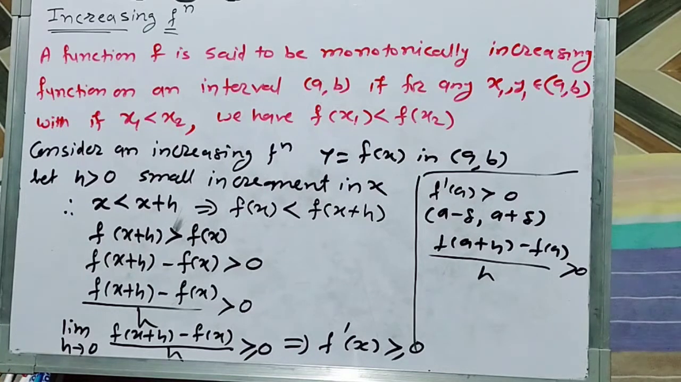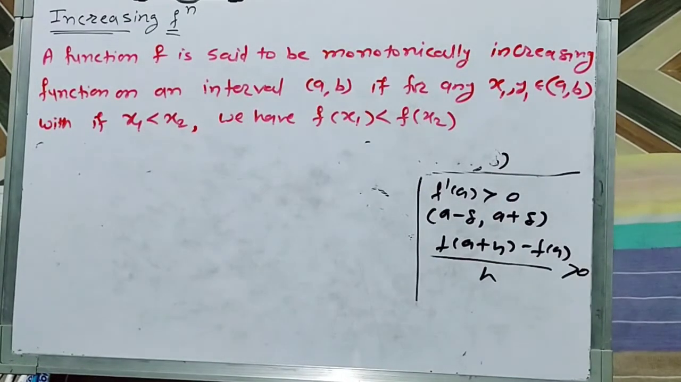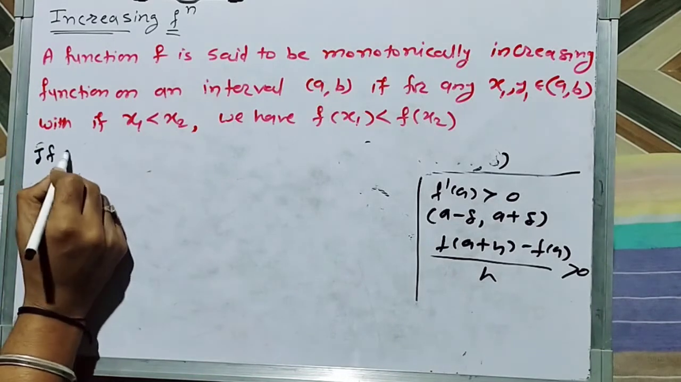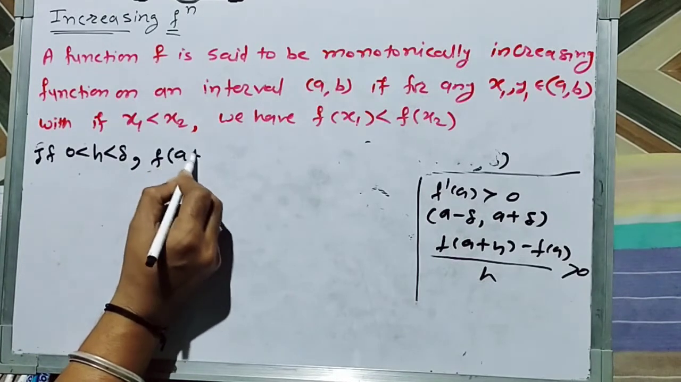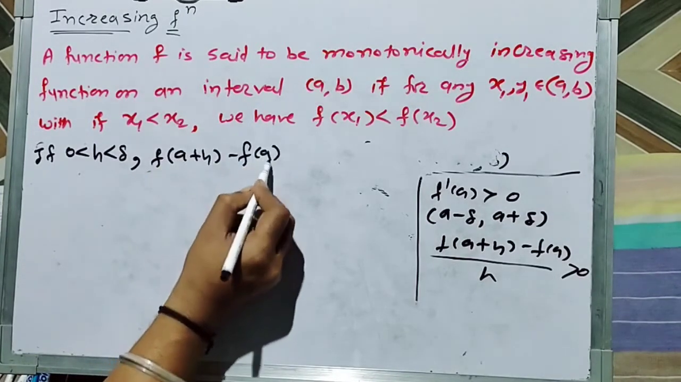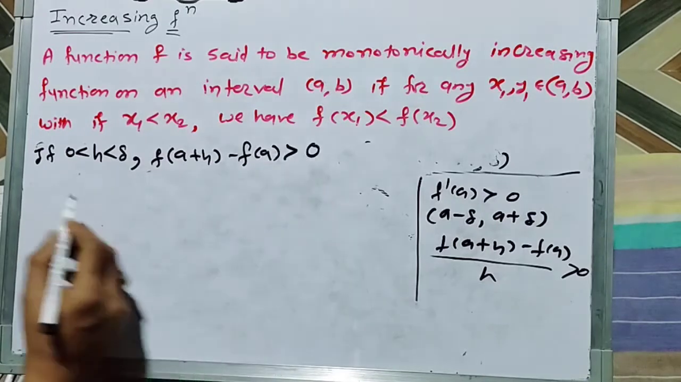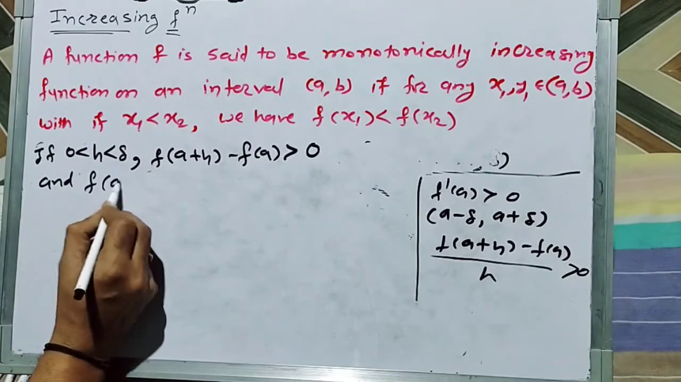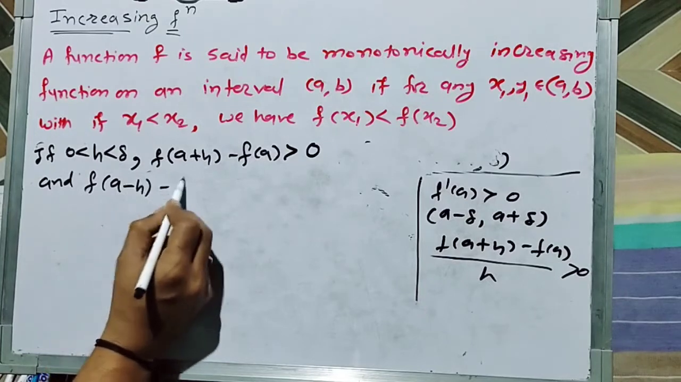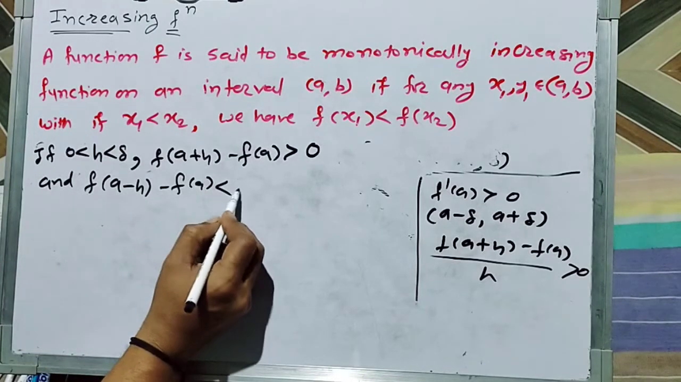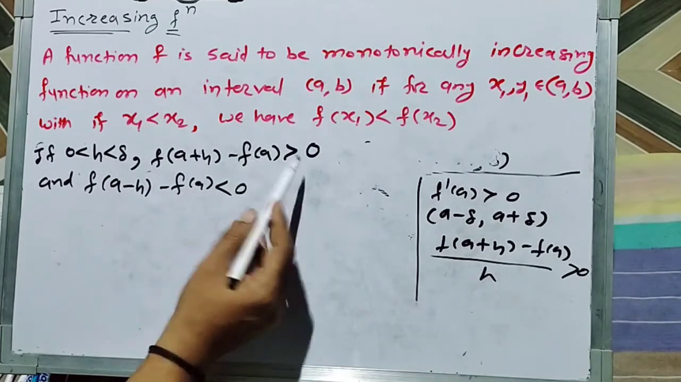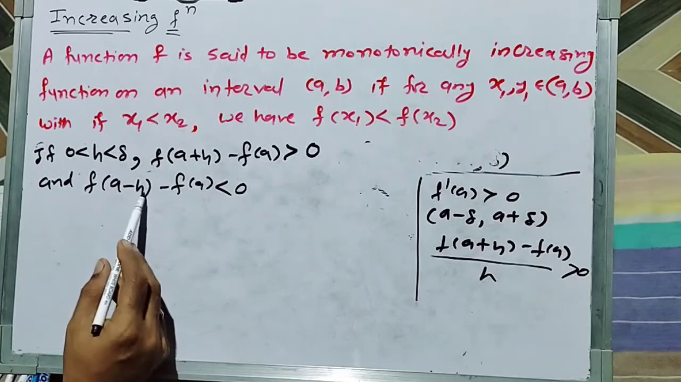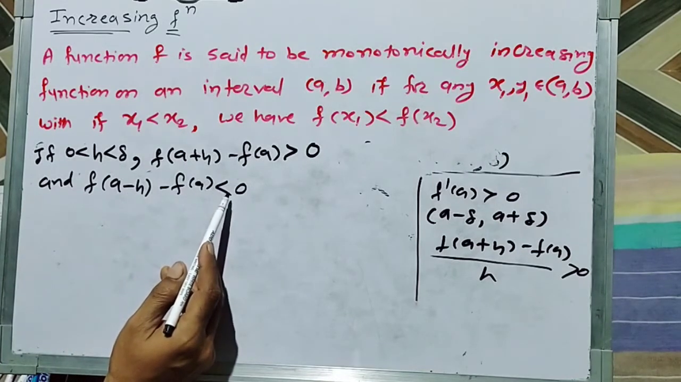Hence, if 0 is less than h is less than delta and f of a plus h minus f of a is greater than 0 and f of a minus h minus f of a is less than 0, it means for positive value f of a plus h minus f of a is greater than 0 and f of a minus h minus f of a is less than 0.